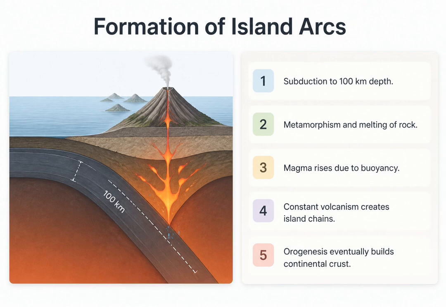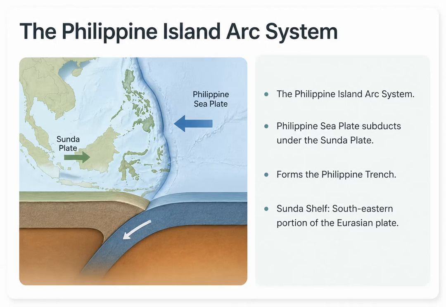Over millions of years, these eruptions build up layers of rock until they break the ocean surface, creating an island arc. A perfect example of this process is the Philippine Island Arc system. Here, the Philippine Sea Plate is subducting underneath the Sunda Plate, which is a major continental shelf extending from the Eurasian Plate. This specific collision creates the deep Philippine Trench.